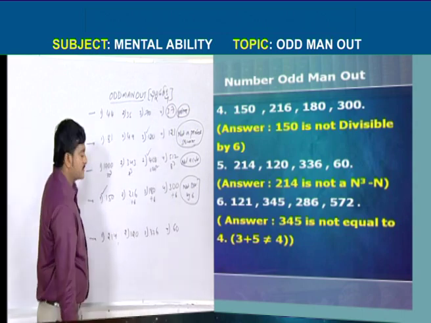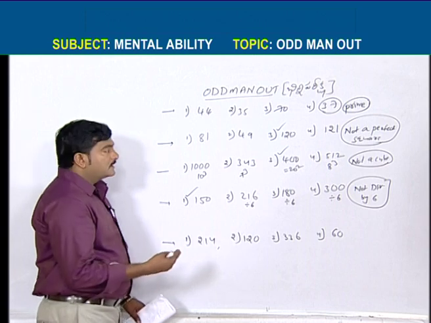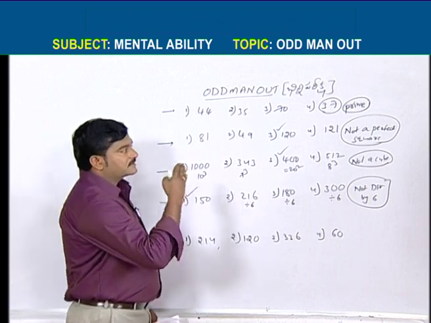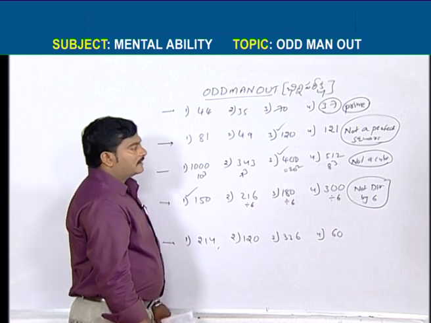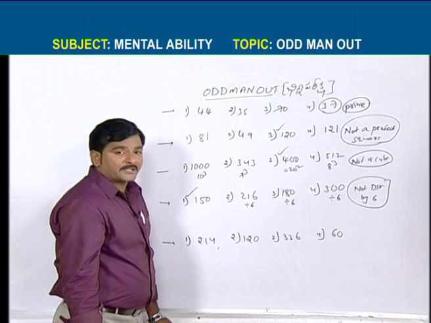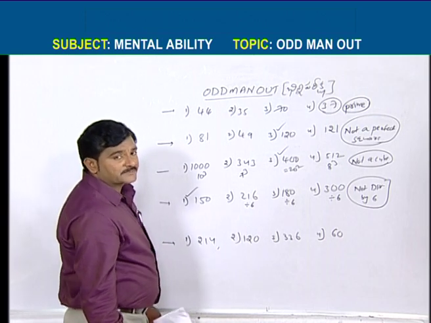Not divisible by 6, that is also one kind of model. There are different models we are taking: prime numbers model, composite numbers model, square, perfect, not a square, not a cube concept, square concept, divisibility concept. We are discussing different concepts in that.